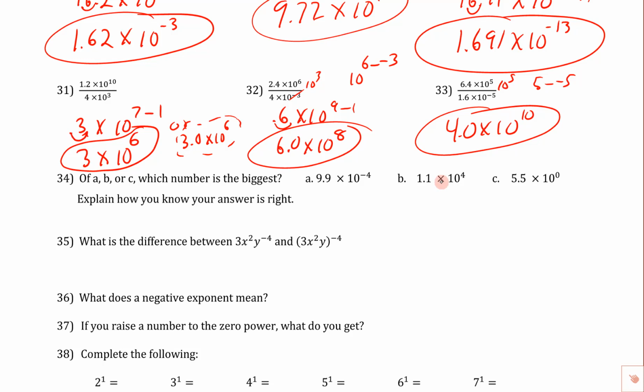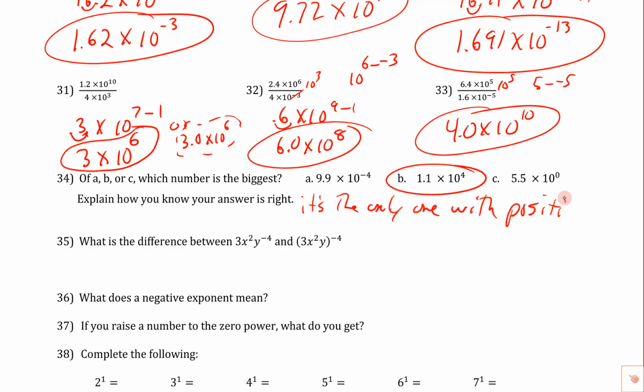Well, if we're looking for the biggest, remember, in scientific notation, big numbers are represented by positive exponents. That's 0 for an exponent, so this is just a weird way to write 5.5, because that would just be a 1. This is a negative exponent, so we'd move the decimal to the left, making that smaller. This is the biggest one. Explain how you know your answer is right. It's the only one with positive exponent.